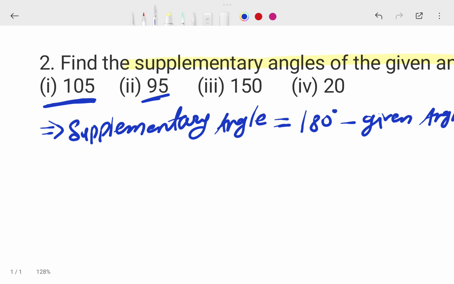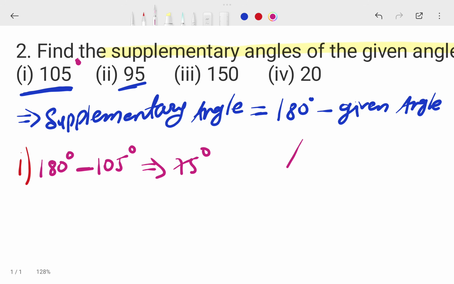So what is the first question? Let's solve the first question. What is given? The supplementary angle is 180 degrees. What angle is given in the first? 105 is given. Now 105, if you subtract, how much is going to be left? This is going to be 75 left.